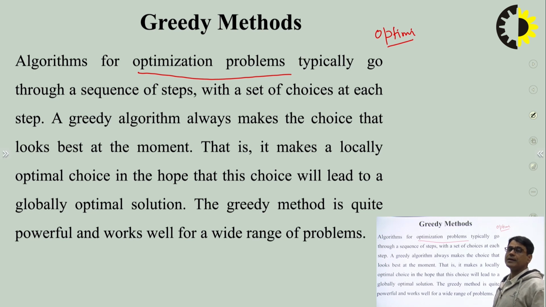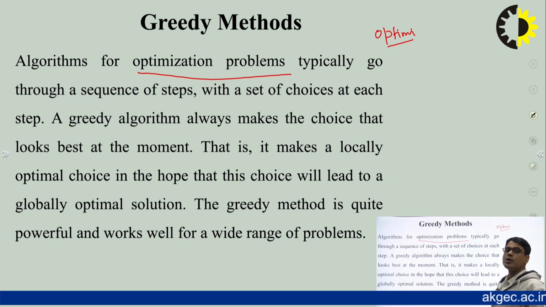The important thing is that by using the greedy method, you cannot necessarily get the optimal solution, means the final solution. This approach only finds the locally optimal solution, means at every step you get the best solution at that moment, and at last you have to integrate the solutions to find the optimal solution. So it makes a locally optimal choice in the hope that this choice will lead to a globally optimal solution.